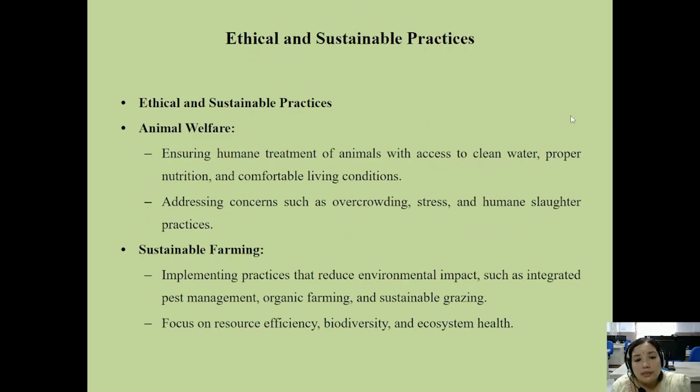Then come to the ethical and sustainable practices. Animal welfare and sustainable farming is here: ensuring humane treatment of animals with access to clean water, proper nutrition, and comfortable living conditions. Addressing concerns such as overcrowding, stress, and inhumane slaughter practices should be given due consideration by the animal welfare committees and all.